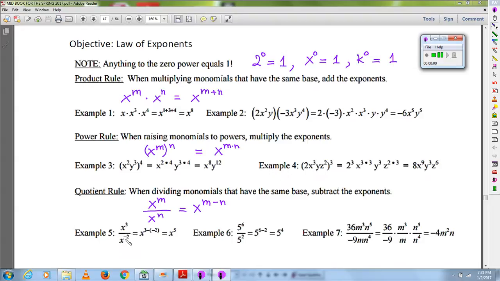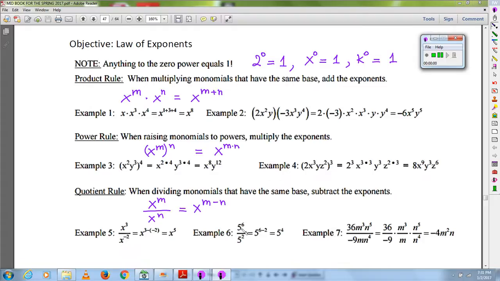You have x to the power 3 divided by x to the power negative 2. Again, you have the same base, which is x, and your exponents are 3 and negative 2. So you subtract the exponents: 3 minus negative 2. When you have the two negatives, it becomes a plus. So that becomes 3 plus 2. So we end up with x to the power 5.